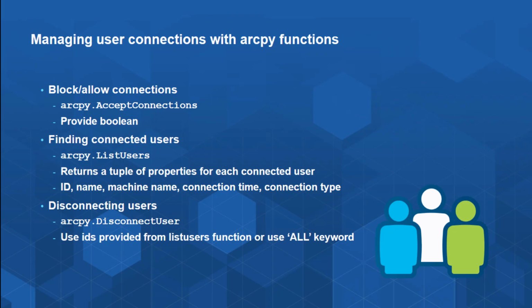So for managing user connections, we have a number of functions. The first function I'm going to talk about is the accept connections function. For this function you provide the admin connection as well as a Boolean value indicating whether connections are going to be accepted to the geodatabase. If you provide true, it means connections are allowed to the geodatabase. If you provide false, any new connections coming into the geodatabase will be refused.